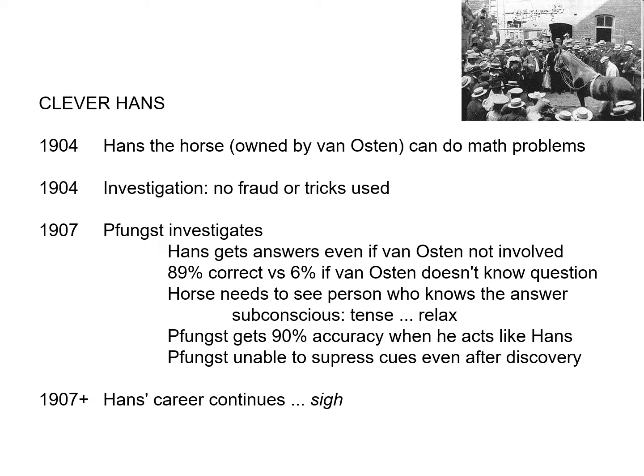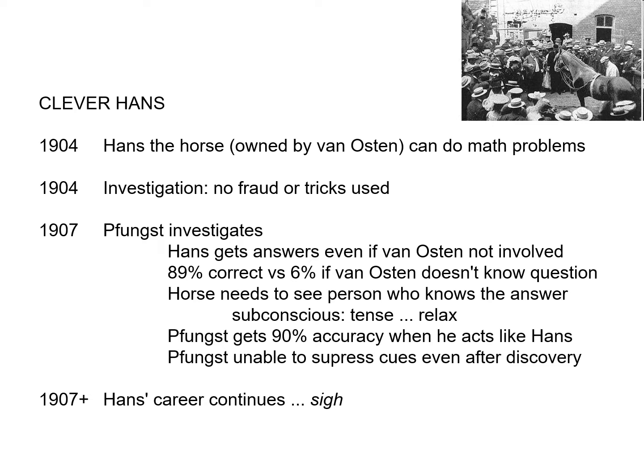However, if Van Osten is present, it gets a little bit more interesting. So the horse, when Van Osten is present, usually gets it right about 89% of the time. But if Van Osten is there, but he has on headphones or something like that, so he doesn't know the question, then the horse's ability drops down to 6%. So that's kind of strange, right? The horse is able to get it right when Van Osten is not there, and when Van Osten is there, but doesn't get it right if Van Osten is there and doesn't know the question.